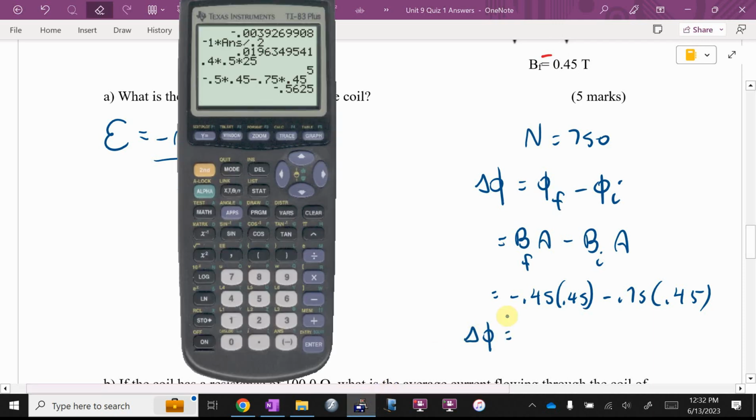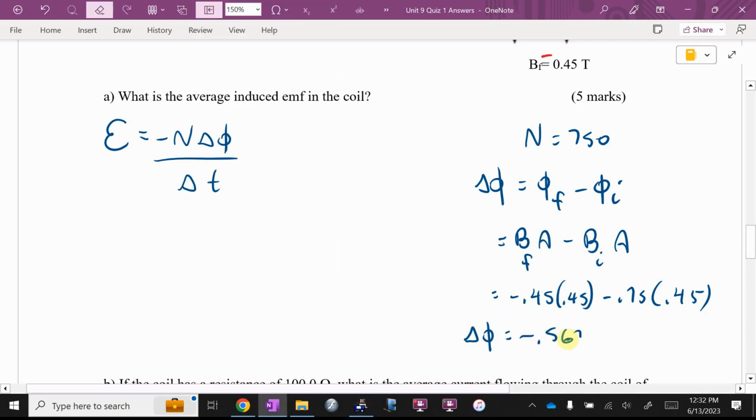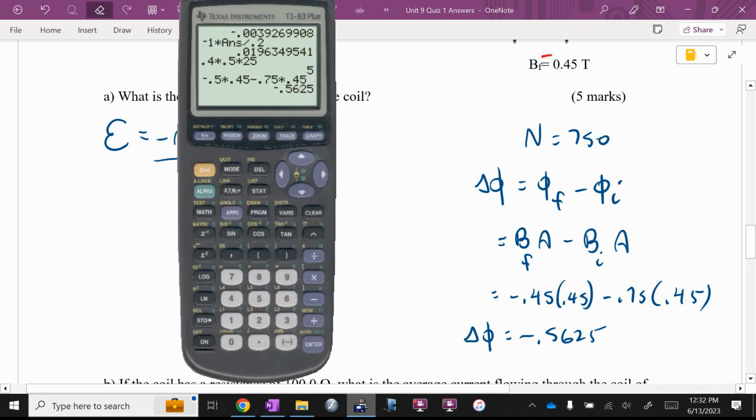What did I say it was? Negative 0.5625. Should I round that off? No. Am I wrong? I forgot a 4. I am wrong. Oh, thank you.